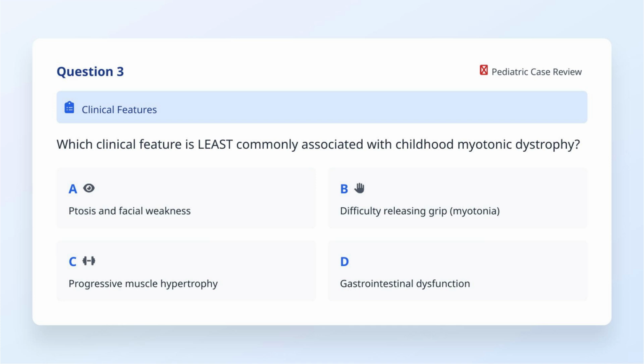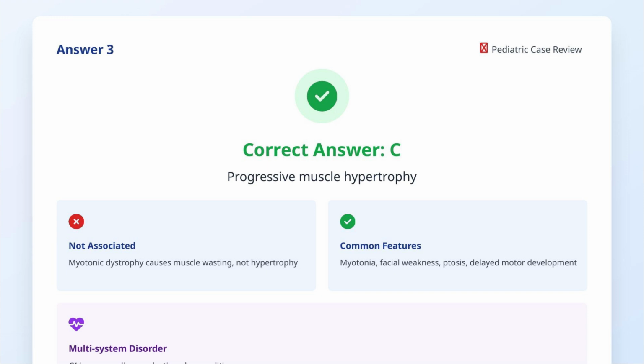C. Progressive muscle hypertrophy. D. Gastrointestinal dysfunction. The correct answer is C. Progressive muscle hypertrophy. Unlike Duchenne muscular dystrophy, which may initially present with pseudohypertrophy, myotonic dystrophy characteristically causes muscle wasting and weakness. Common features include myotonia, facial weakness, ptosis, and motor delays. This is truly a multi-system disorder affecting the gastrointestinal and cardiac systems as well.